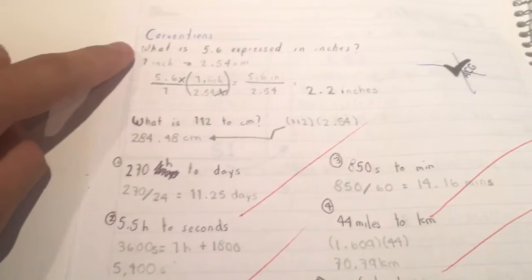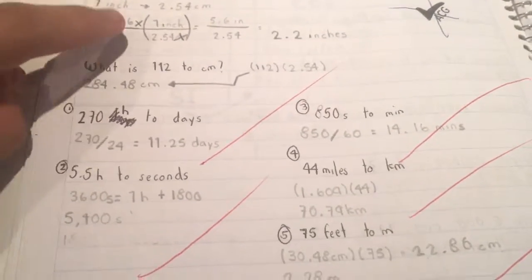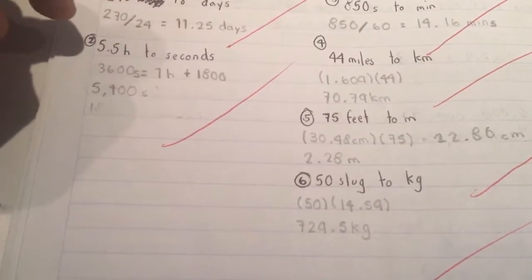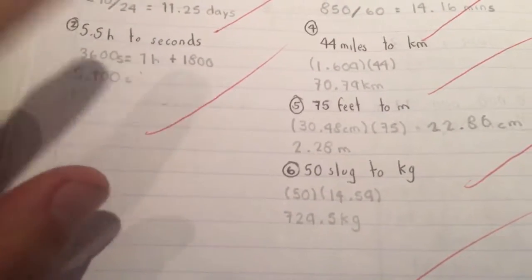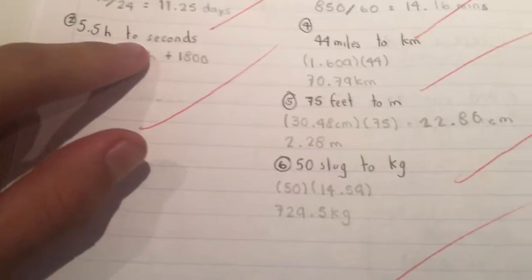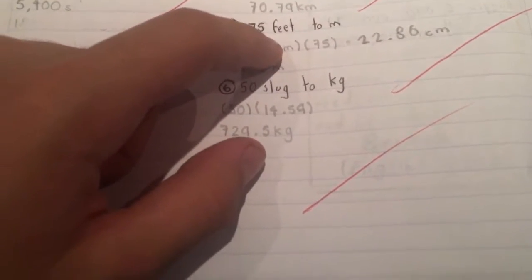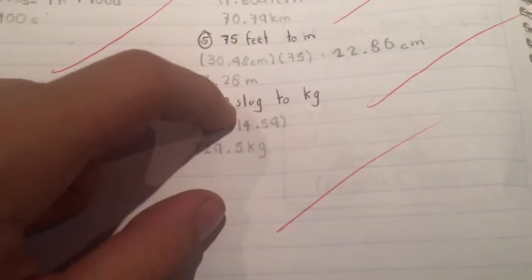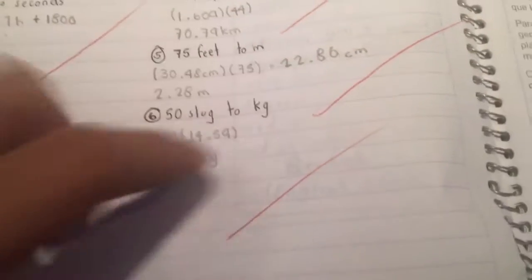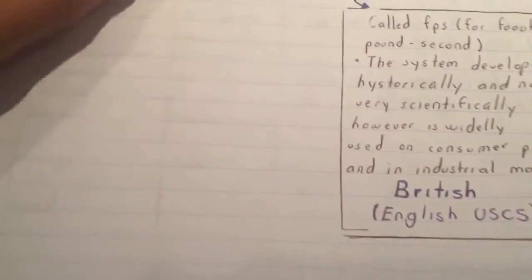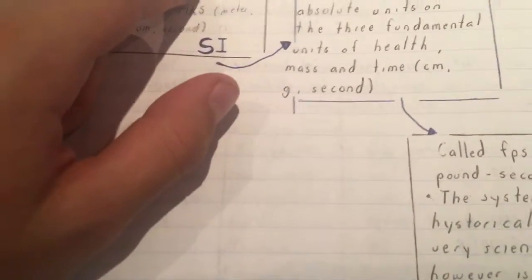Also, we saw conversions like inches to centimeters, days to hours, hours to minutes, minutes to seconds, miles to kilometers, feet to meters, slug to kilograms, seconds to minutes, and we saw conversions. I repeat, and we saw the three main unit systems.